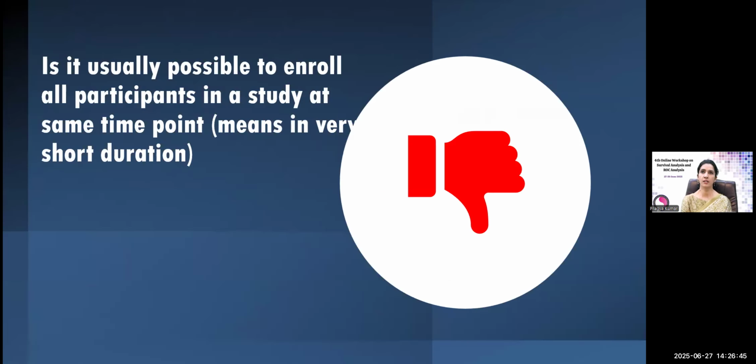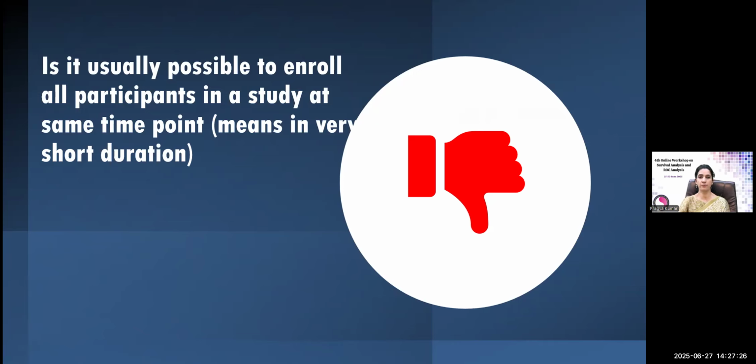Now coming to another question: whenever you enroll participants, is it possible to enroll all of them in a study at the same time point, or even in a short duration? Can the starting point of every person be the same date? It is very difficult, right? Because it depends on how you are recruiting. If it is a randomized control trial, definitely you are recruiting individuals on an everyday basis. Generally we do survival analysis either in a randomized control trial, RCT, or in a prospective observational study.